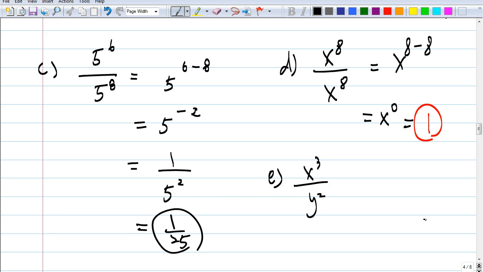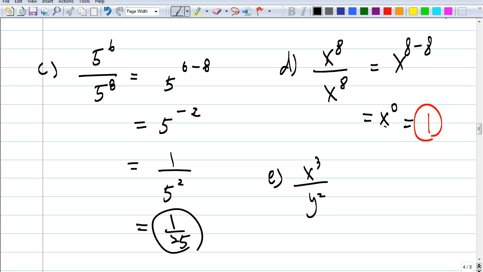Did you all put 1 for D? Because, by the way, x to the 0 power. Why is x to the 0 power 1? Don't you get 8 minus 8, which is 0? Why is x to the 0 power 1 then? Do you do 0 times x? No. So those of you that got 1 as the answer, that's right.